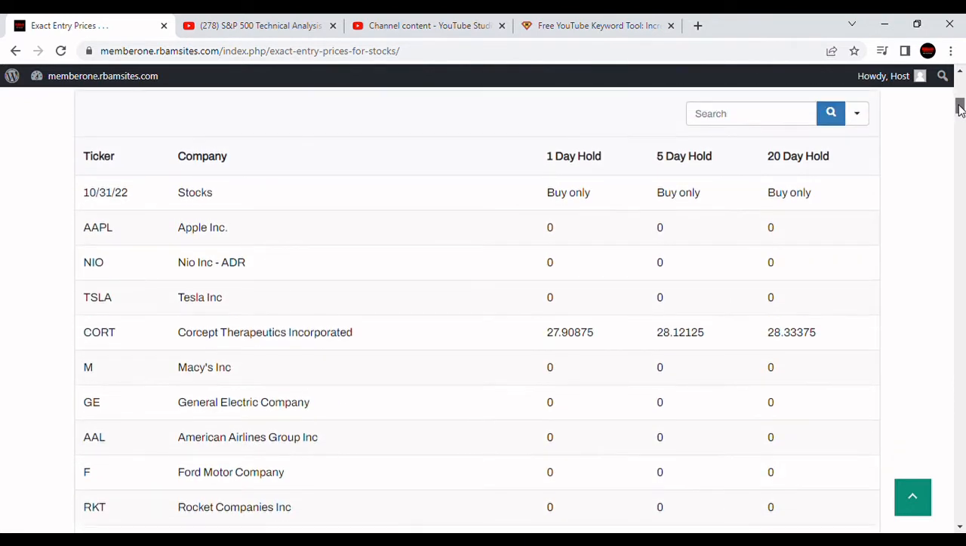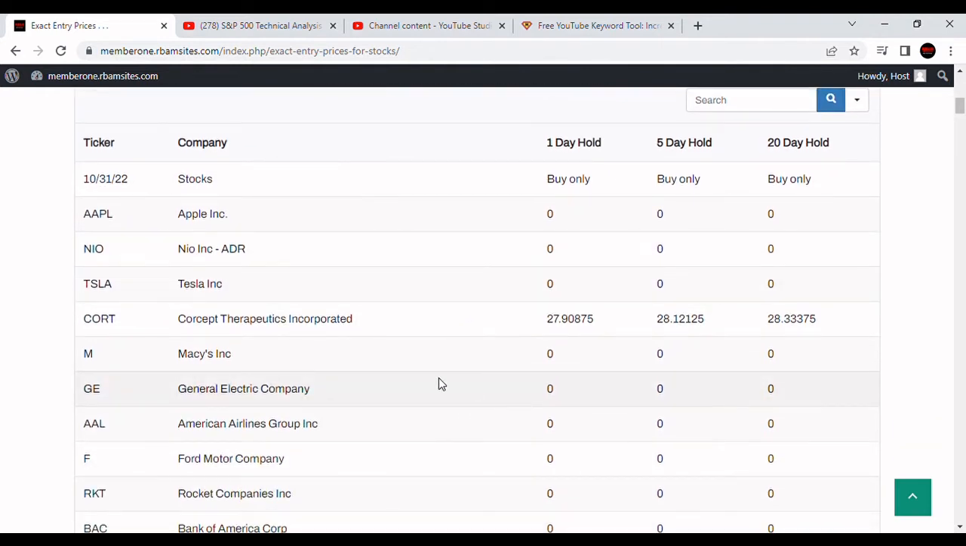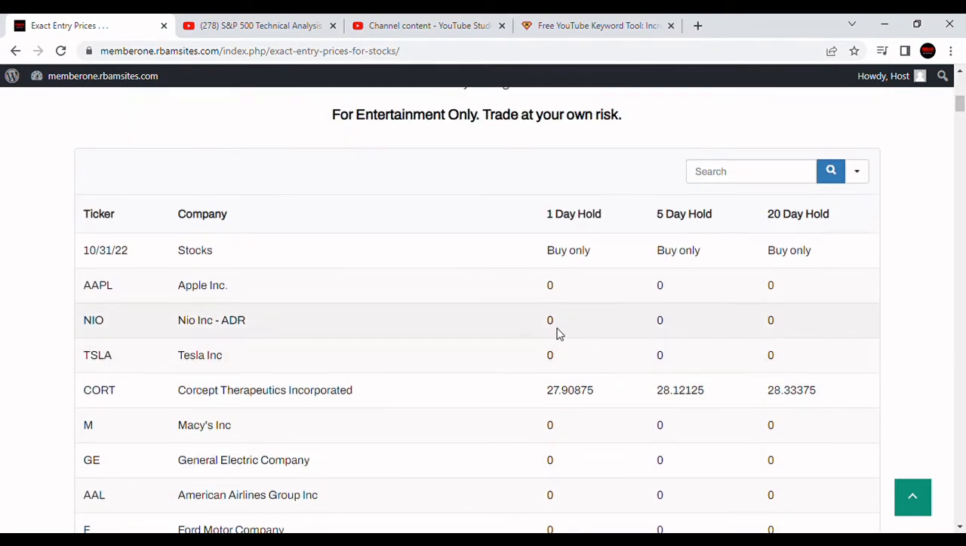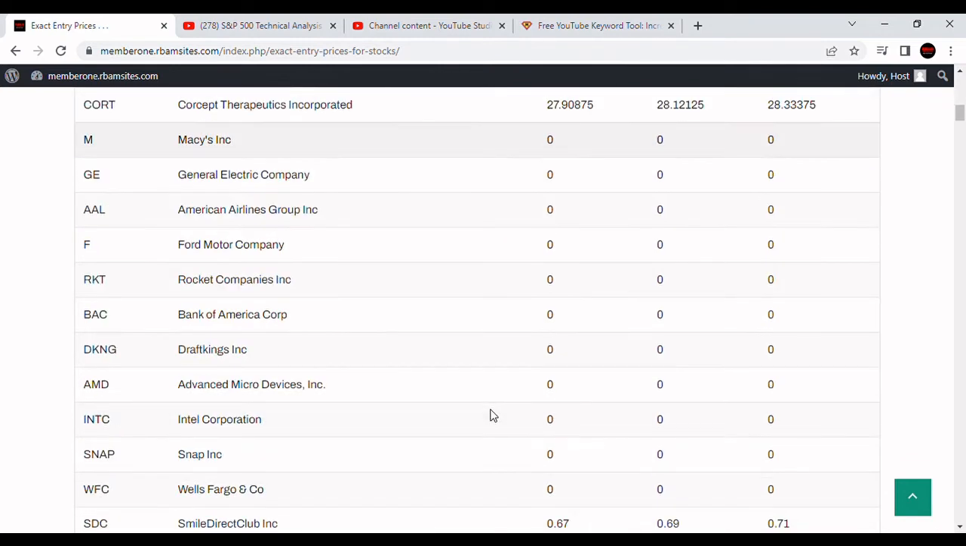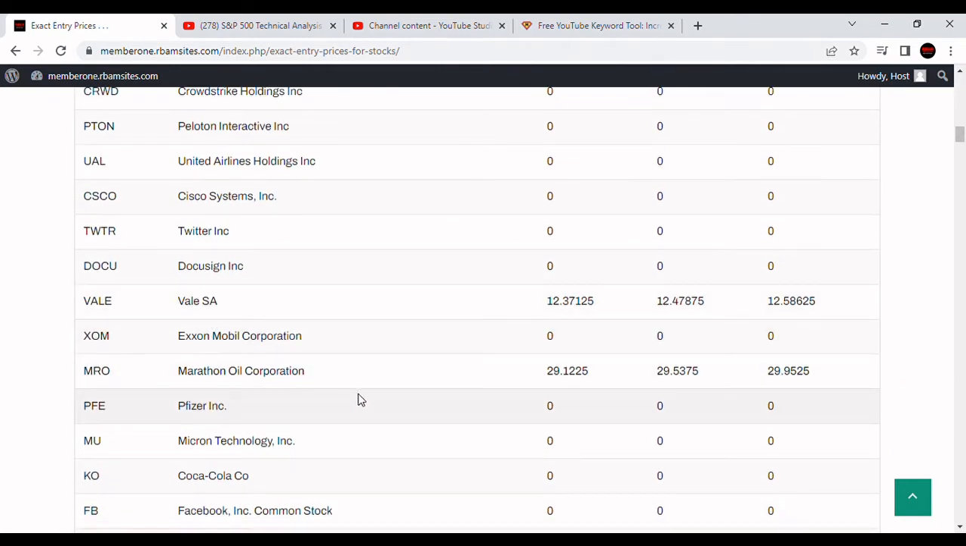We do not cover the NASDAQ as an individual security, but we do cover 190 stocks at rbandresearch.com. We have 1, 5, and 20-day hold periods. These come out every morning before 7 a.m. These are out for tomorrow, Monday the 31st. You can see most of these are zeros for tomorrow, but that means the algorithms are saying tomorrow's not going to be a great day to buy. Who knows what will actually happen? But there are some stocks out here. Smile Direct Club's got some prices, and so does Vail, Marathon Oil.